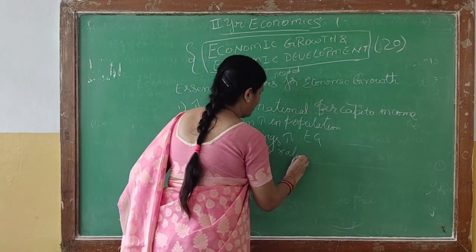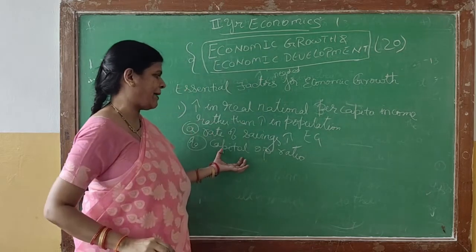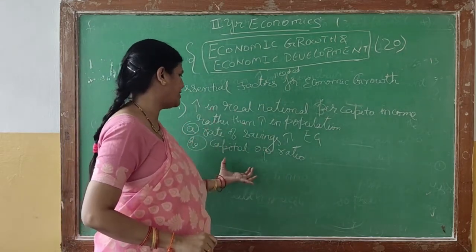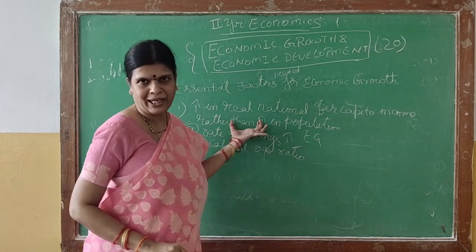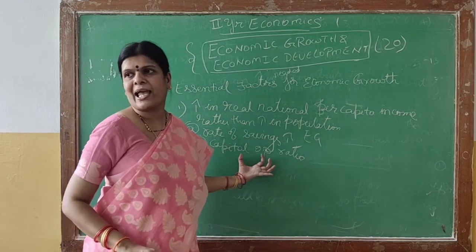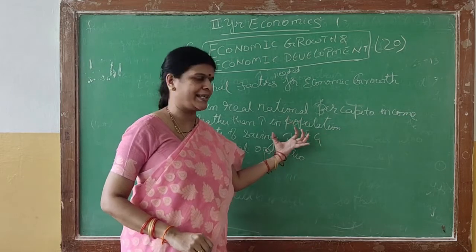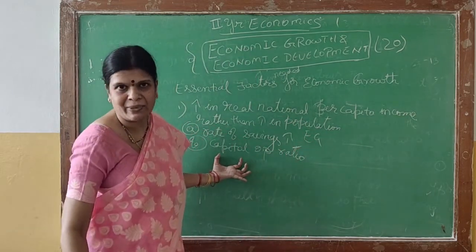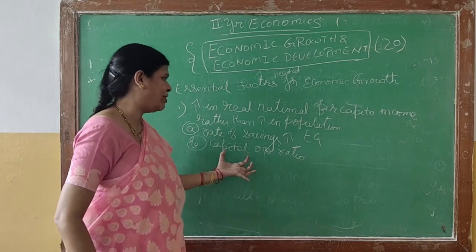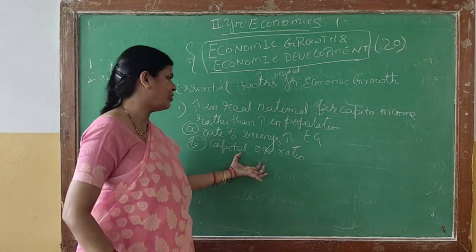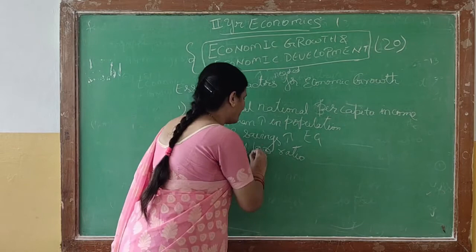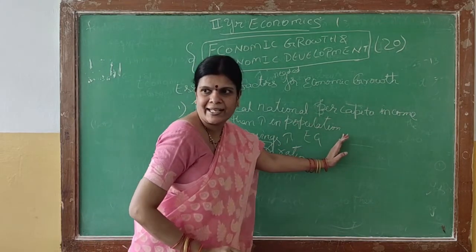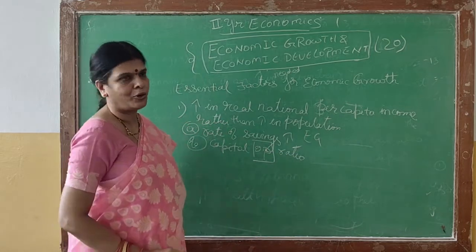Second one is the capital output ratio. What is this capital output ratio? Increase in economic growth leads to increase in capital investment. What is capital investment in business? When there will be economic growth, when we have more capital investment using technology, output will be increased. When output is increased, again we can achieve economic growth.